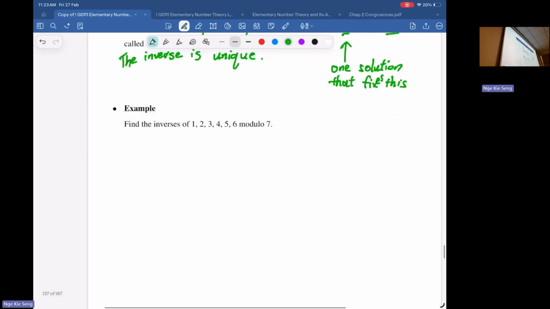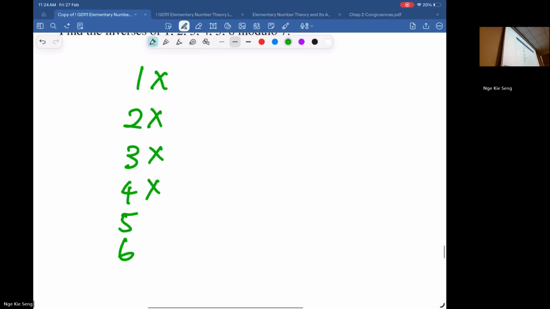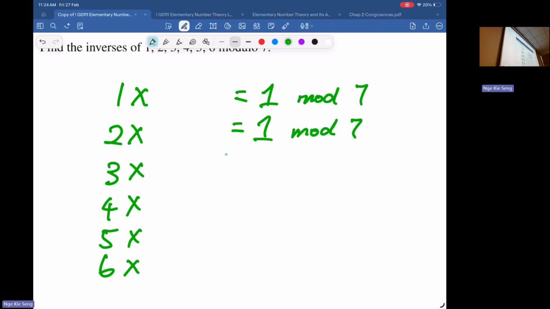Okay, so let's do some examples. Find the inverses of 1, 2, 3, 4, 5, 6, mod 7. So in this case, you want to find what things multiply to 1, what things multiply to 2, 3, 4, 5, 6, so that you get 1 mod 7. I'll give you maybe 2 minutes, a very quick exercise here, to see when you get 1.